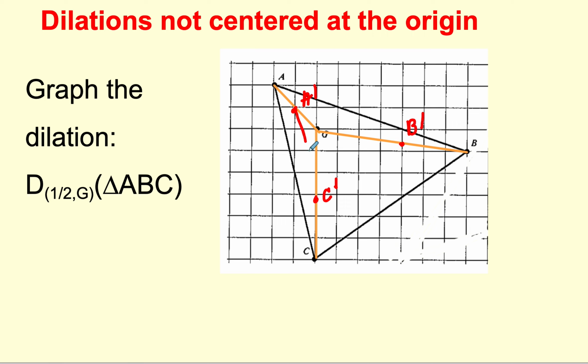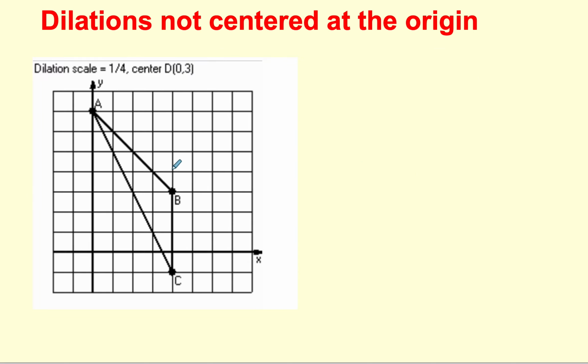Now I can draw my triangle, and when I draw my triangle, the triangle is half as big. The angles are the same, but the sides are all half. Let's take a look at the center of dilation at 0, 3. 0, 3 is located right here, and we'd like to bring everything in a fourth.